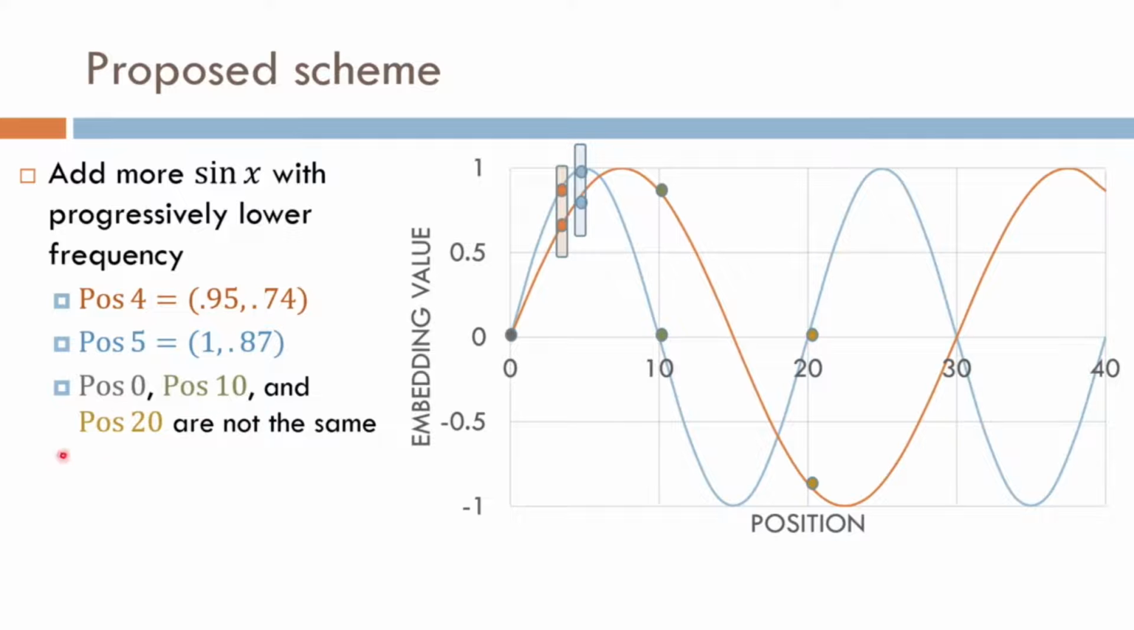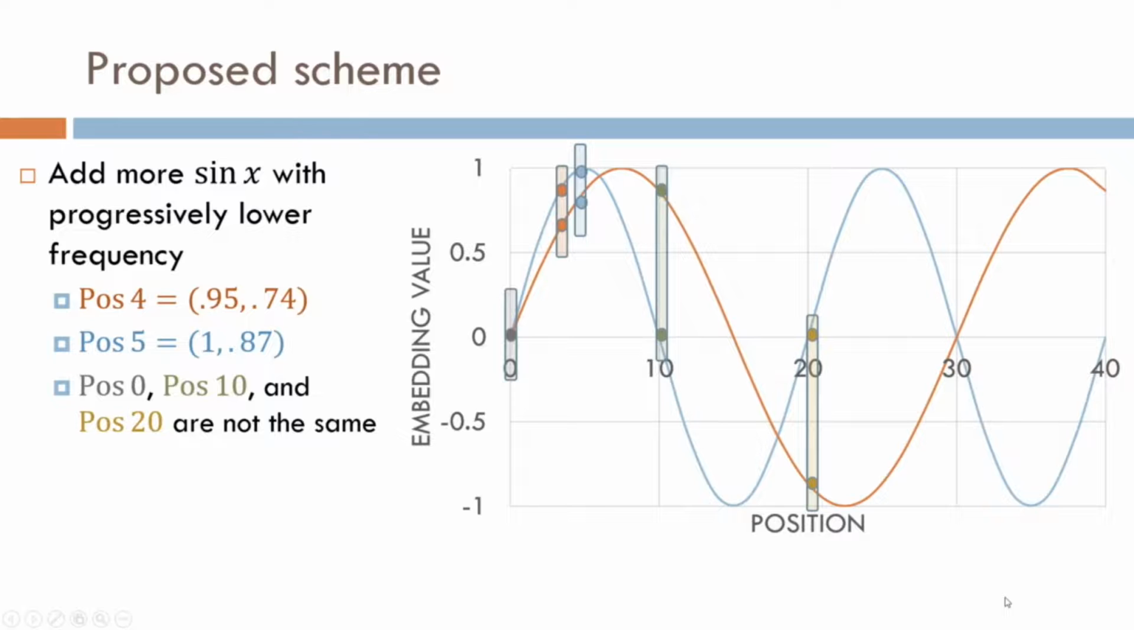Now you see positions 0, 10 and 20 are not the same, because maybe with respect to the first dimension they are the same, but if you see the second dimension, the second sin x function, they are not the same. 0 is this vector, 10 is represented by these two values, and 20 by these two values. While the first dimension may be the same, the second dimension values are different. This also helps when the second sine function has the same value. For example, the sine at the 0th position, the 15th position and the 30th position have the same value, but they differ with respect to the first sine curve, so the position embedding differs. So this problem is solved.